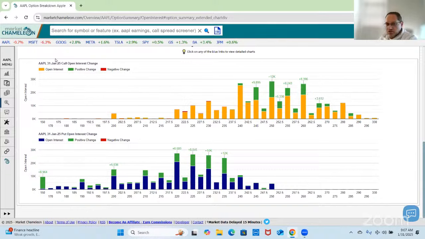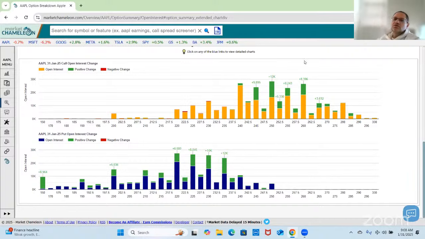Keep in mind, we're looking at the January 31st expiration. And these bars here, they're stacked. The total bar tells us the amount of open interest on that strike in the calls. The graph below tells us the total open interest by strike in the puts. And the bars are stacked in a way to allow us to see if that open interest increased or decreased.